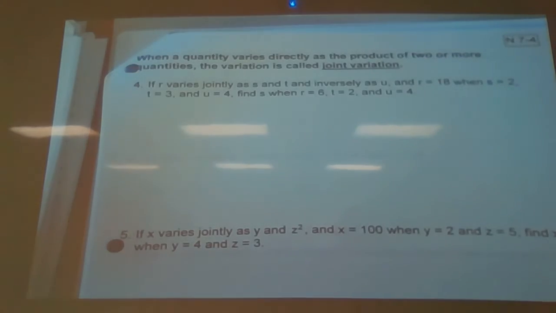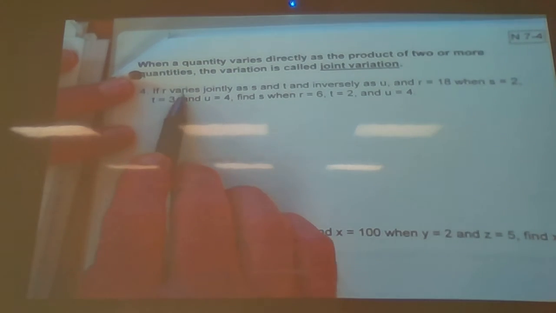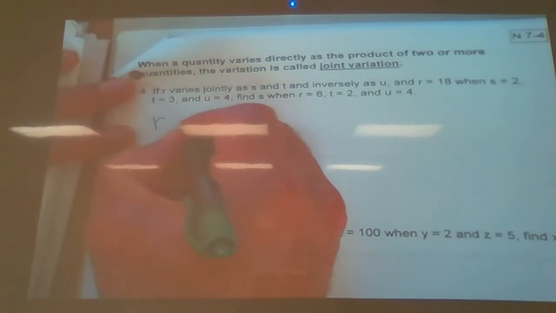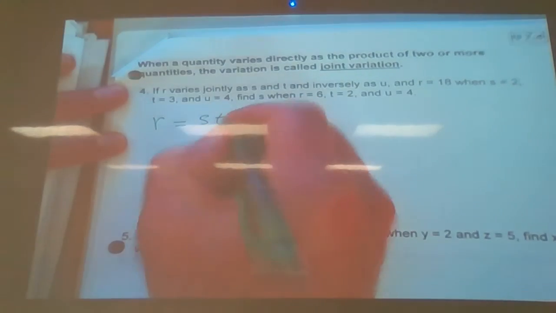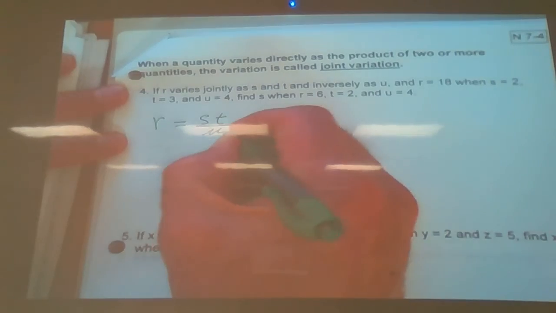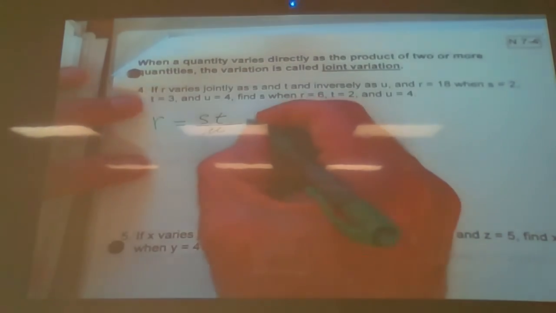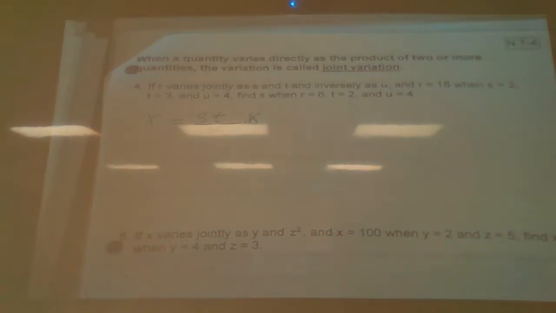Another type of variation is joint variation. So a quantity can vary as the product of two or more variables. You just have to read it carefully, just like we did the other ones. So it says R varies jointly as S and T, and inversely, so inversely is always on the bottom, as U. And there's the k. You always put a k. You can put it at the front or at the back, it doesn't matter.